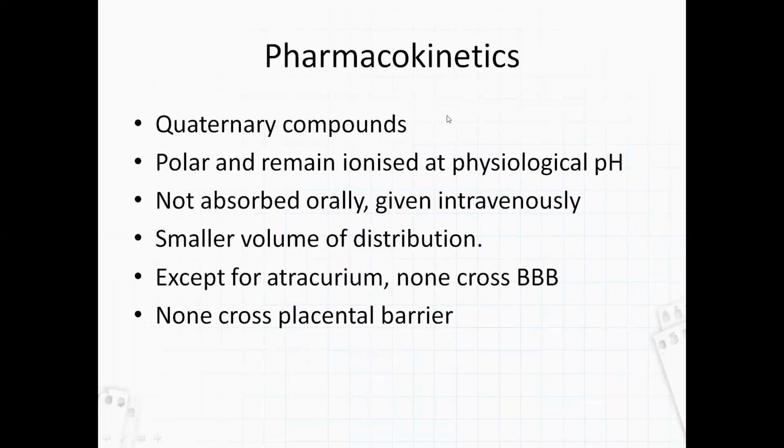Coming to pharmacokinetics, these are quaternary compounds, polar and ionized at physiological pH, due to which they are not absorbed orally. So they are given intravenously, and they have a smaller volume of distribution. Except for atracurium, none of the drugs crosses the blood-brain barrier.